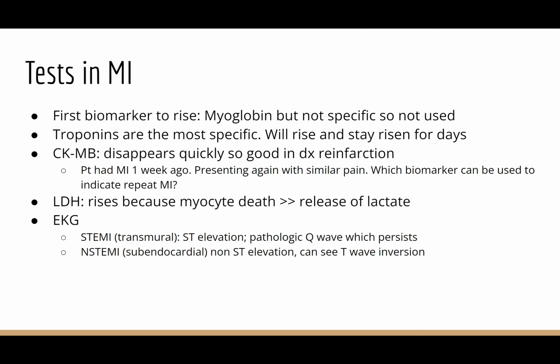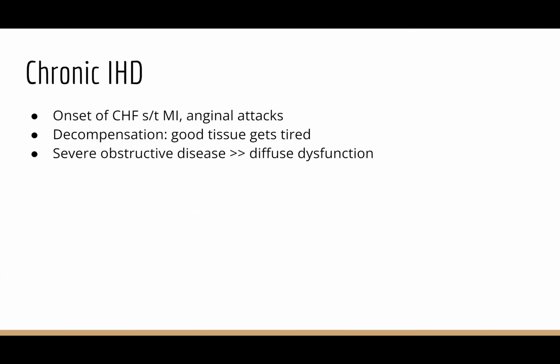And then EKG, what can you see? STEMI, you're going to see ST elevations and pathologic Q waves, which are going to persist. You'll learn this in term 5, but if you see a Q wave on an EKG, it's an indication of a past MI, but for your purposes right now, I don't think that's a huge thing. And then NSTEMI, so it's non-ST elevation, you're not going to see that, but you can see a T wave inversion.